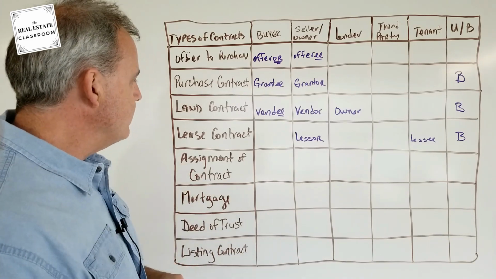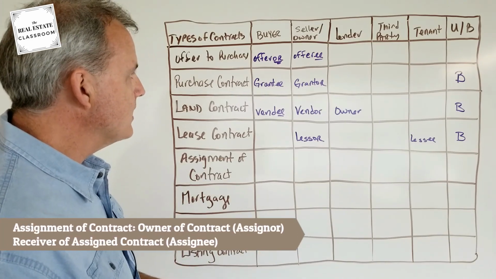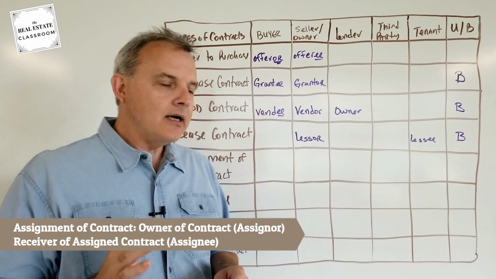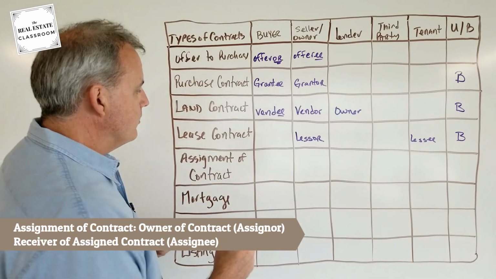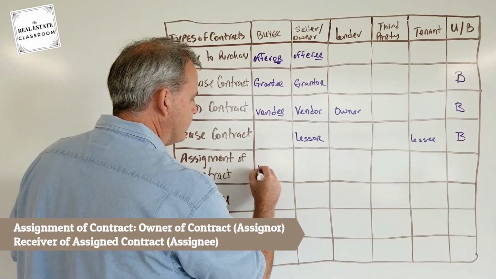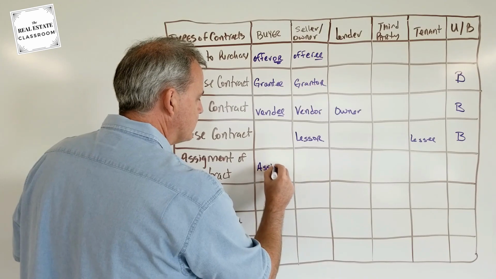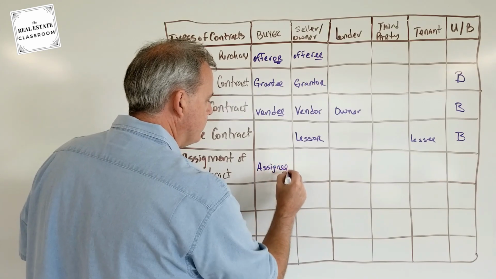An assignment of contract. Now, for the assignment of contract, we got two parties here. We have the buyer of the assignment. They are called the assignee with two E's.